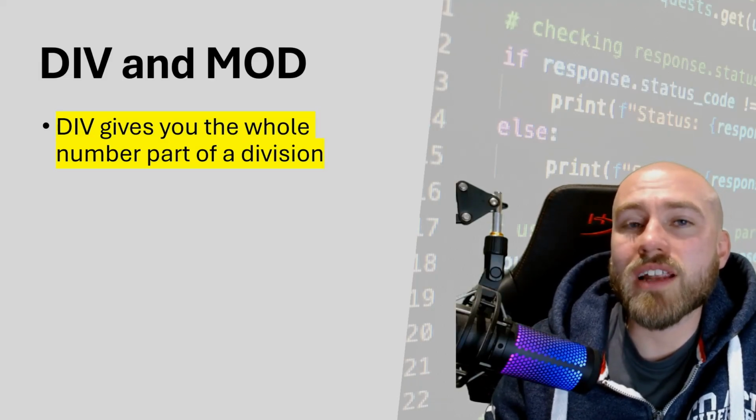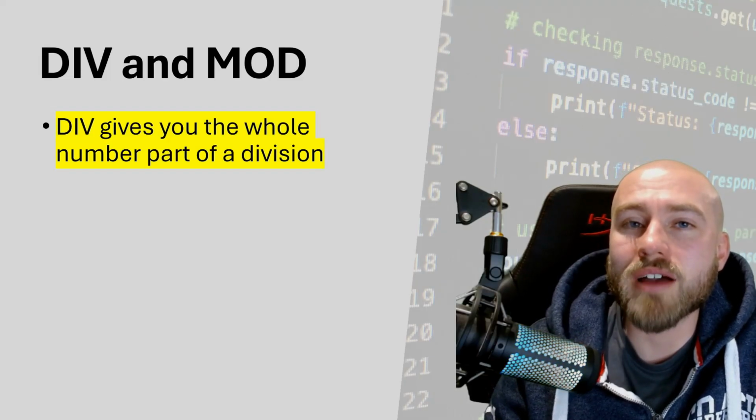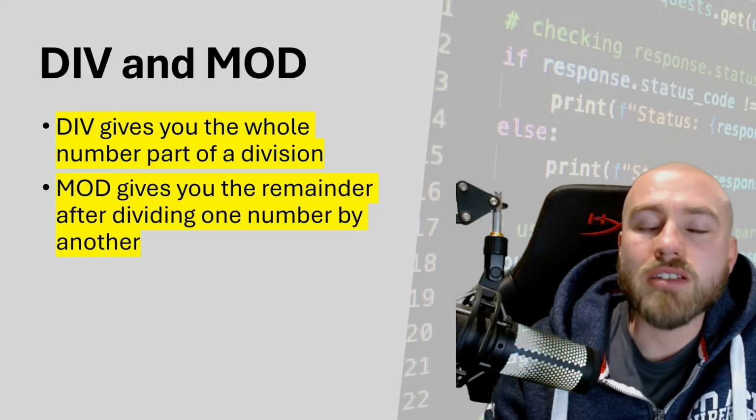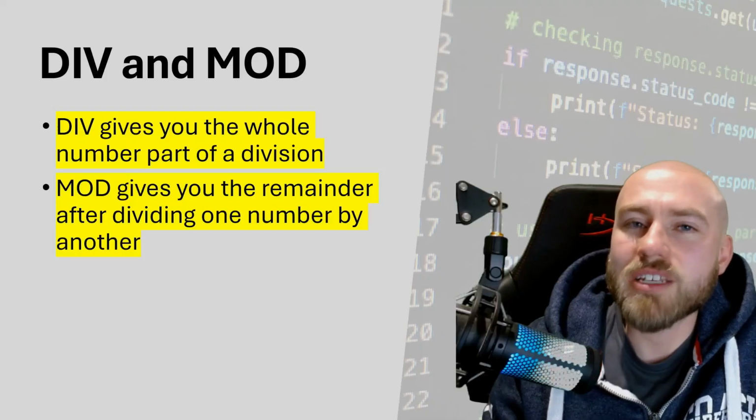So if you do a division and it was going to have a remainder, it won't show you the remainder, it's only going to show you the whole number. Mod will only give you the remainder. So it will still do the division and calculate it, but then it will only show you the remainder part of it. Let's have a look at it in Python and see why it's useful.